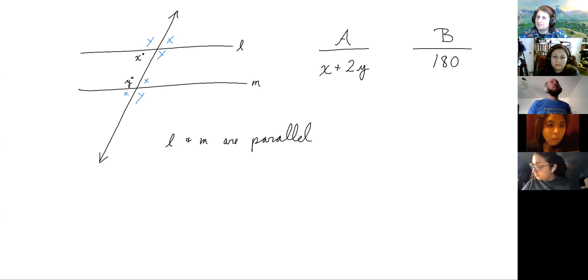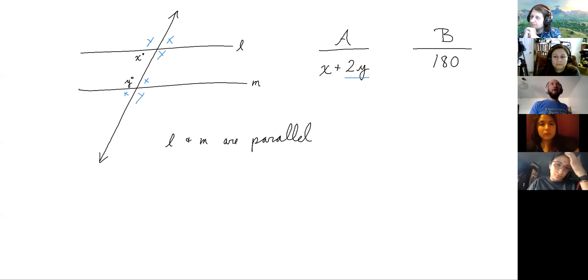So X plus Y on any side is going to be half of a circle, so that's 180. And if we have X plus Y equals 180, 2Y is going to be higher. We don't know what the number is, but we know it's adding a whole other angle. So it's going to be greater than 180.